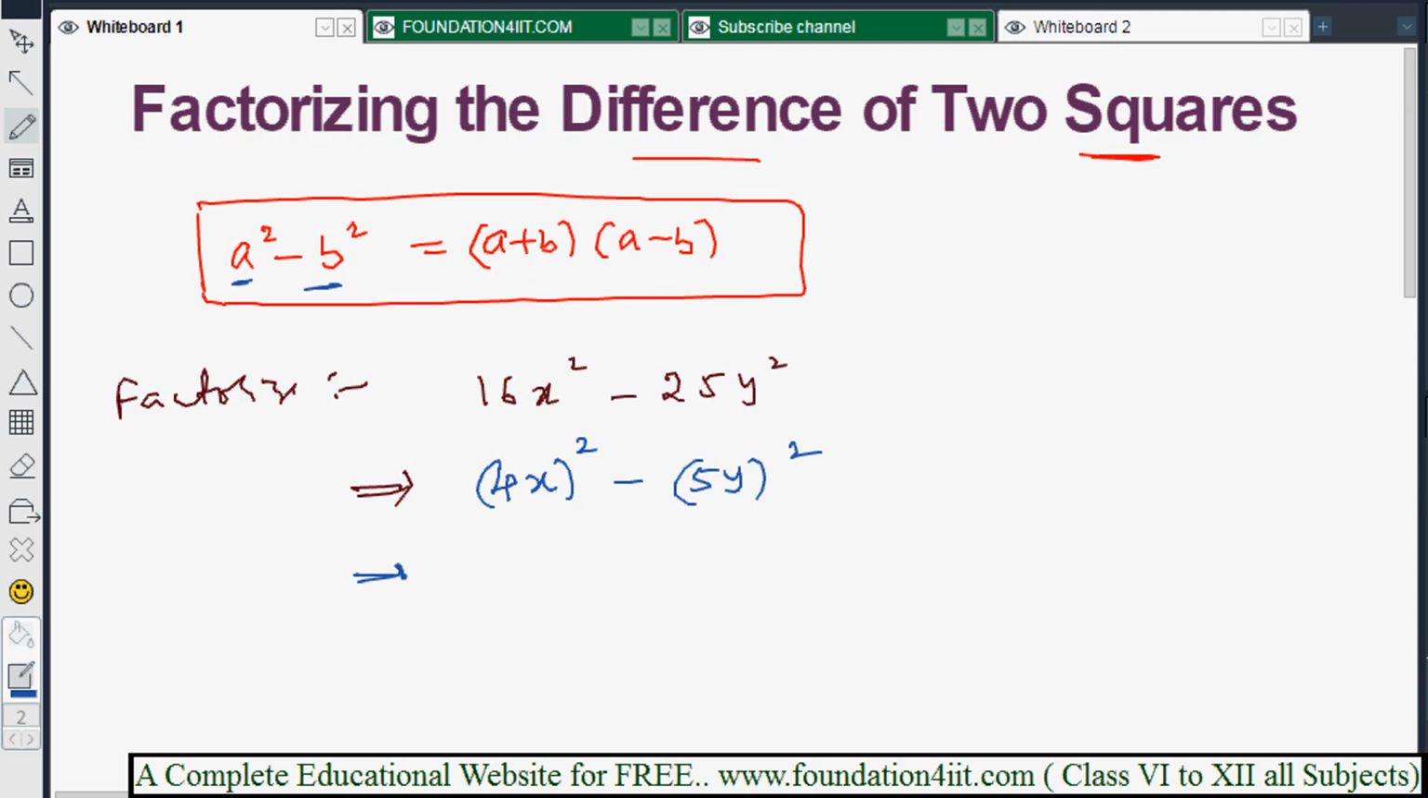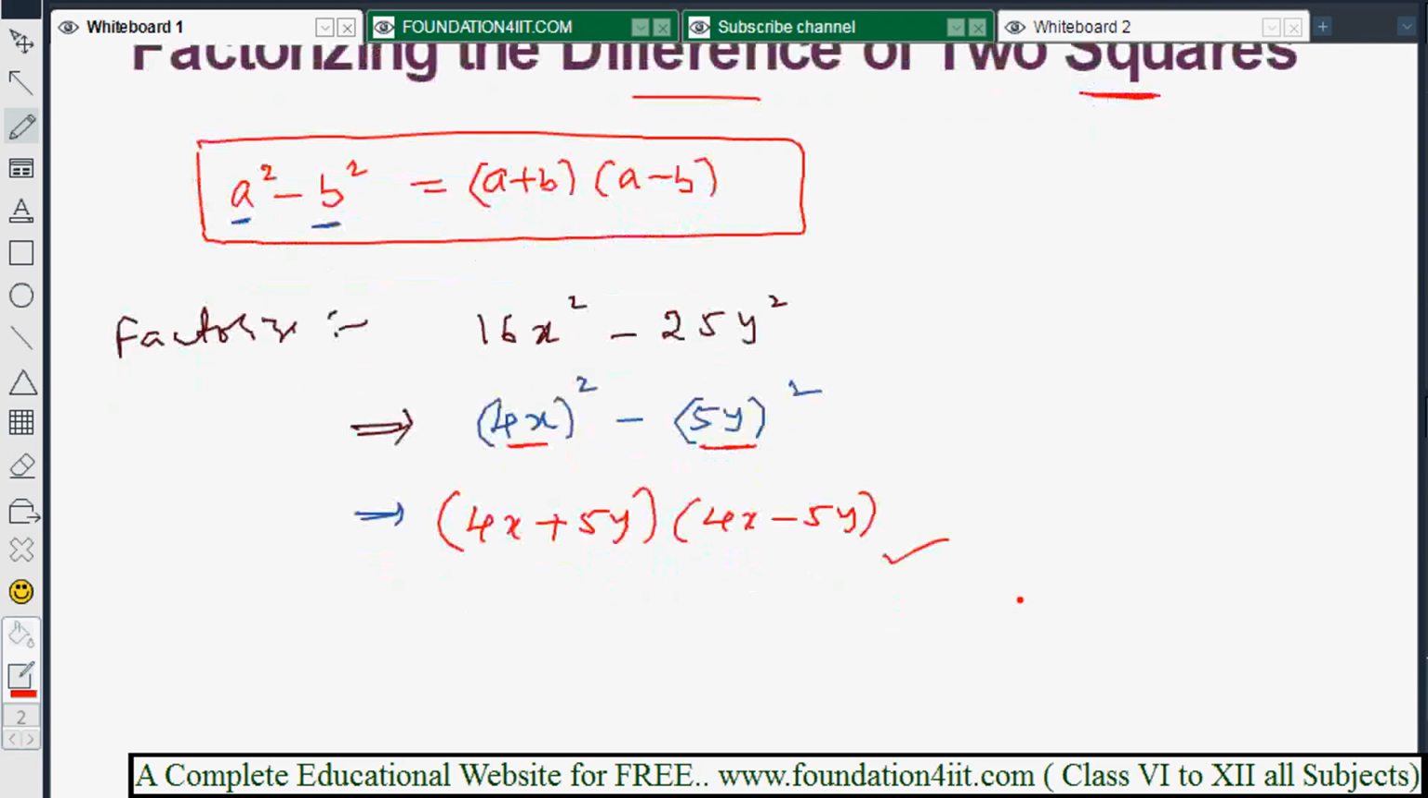So here a is 4x and b is 5y. Okay, if you convert, now this is the a and this is b completely. So that is 4x plus 5y once, and the same 4x minus 5y once. That's it. So 16x square minus 25y square is equal to (4x plus 5y) into (4x minus 5y). So you can write it as a product of two expressions.